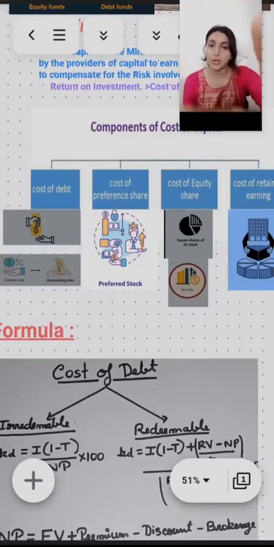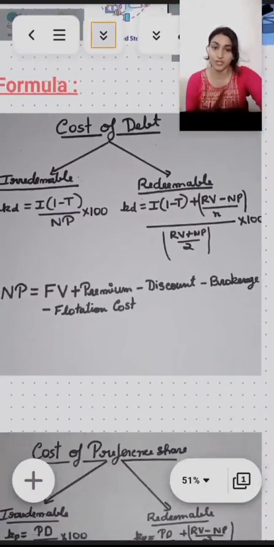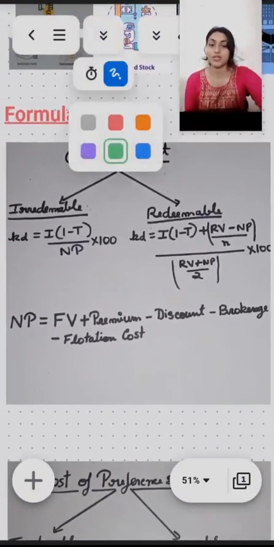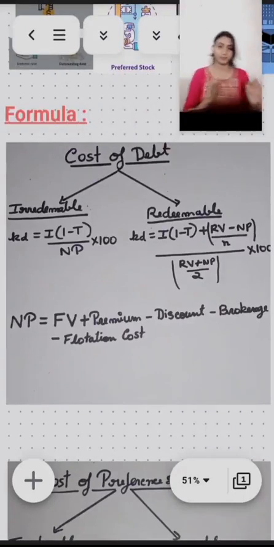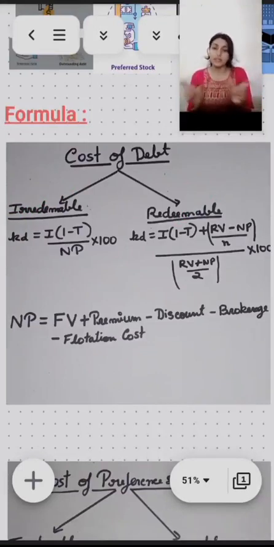Coming to the formulas, we have the first formula, the cost of debt. Cost of debt is of two types. It may be redeemable and it may be irredeemable. What are irredeemable debts? Irredeemable debts are those which cannot be redeemed during the life of the company. They can be paid off only in the event of winding up of the company.